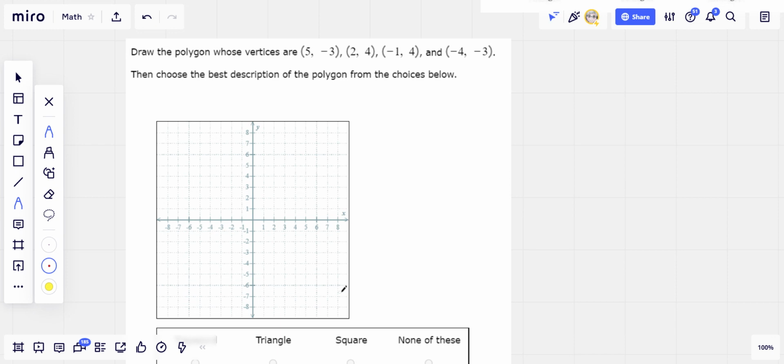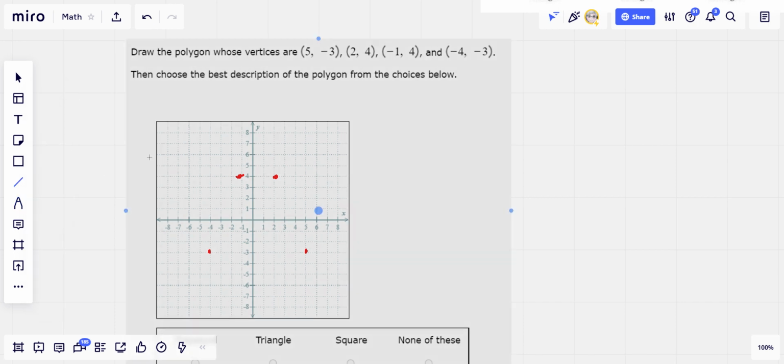So first we plot the points and then we connect the dots. So 5, negative 3, so an x of 5, that's here, and then down to negative 3, okay? And then 2, 4, so an x of 2, and up to 4, so that's right there. And then negative 1, so in this direction on x, and a positive 4, oops, right there, okay? And then negative 4, negative 3, so down here. I think I did all that right. Oh, look at that weird shape. I think this might be a trapezoid, but let's go ahead and connect the dots.